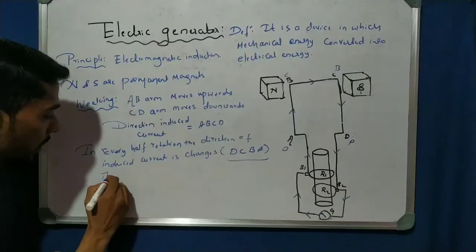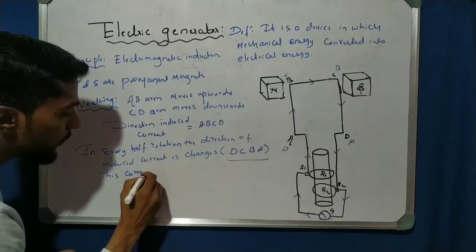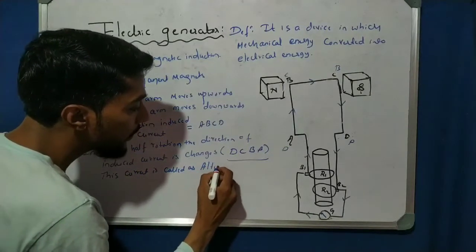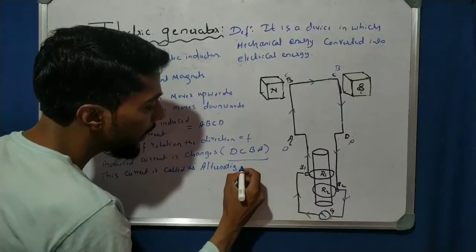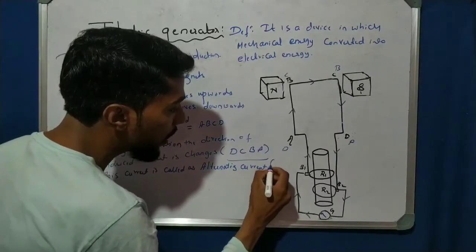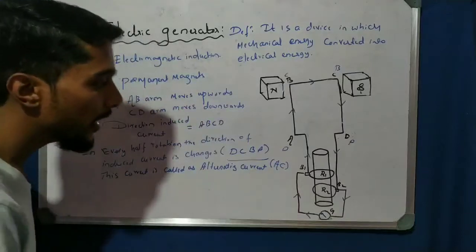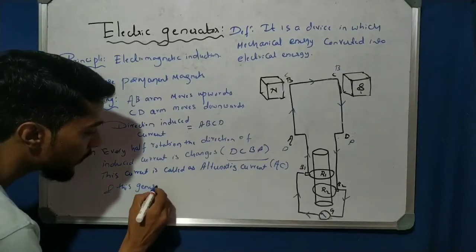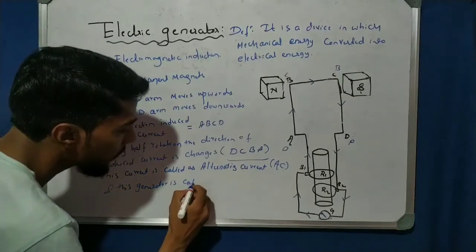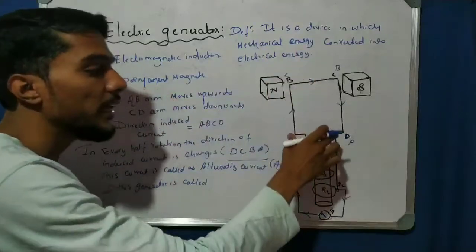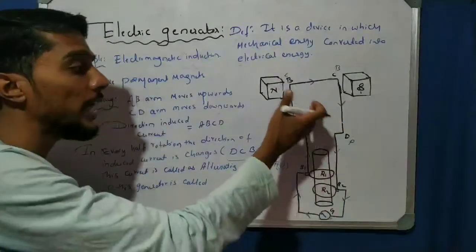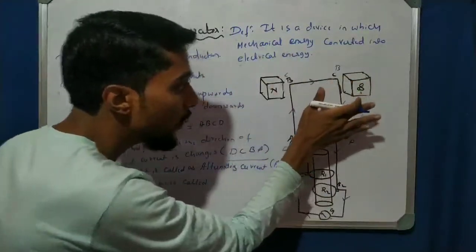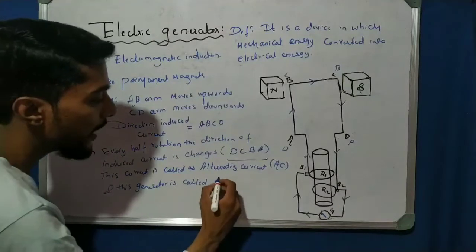This current is called alternating current. In short we call it an AC current. And this generator is called an AC generator, because this generator can produce an alternating current, one time ABCD, one time DCBA. So the current direction changes.